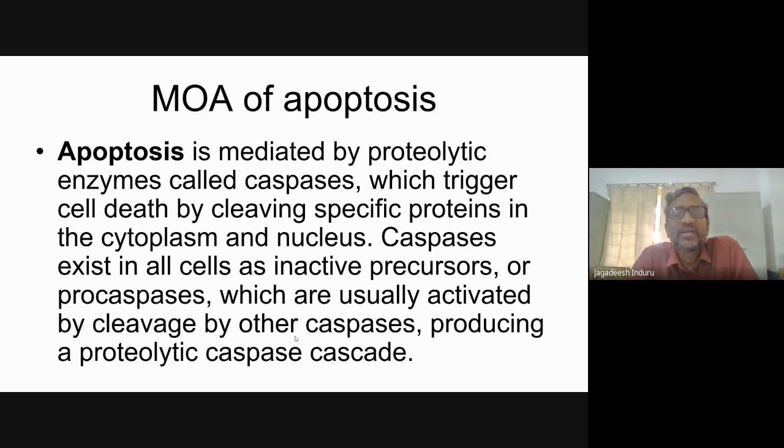Most of the time, apoptosis is mediated by proteolytic enzymes called caspases, which trigger cell death by cleaving specific proteins in the cytoplasm and nucleus. Caspases exist in all cells as inactive precursors, the procaspases, which are usually activated by cleavage by another caspase, producing a proteolytic caspase cascade. This means the cell dying mechanism is already present in our body as a procaspase, and it works after a particular trigger.